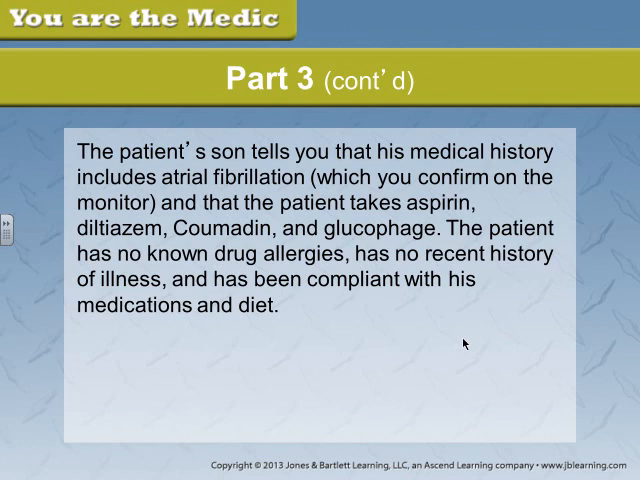And then Glucophage. What is Glucophage? You can just look at the name of it and it's got the word what in it? Glucose. Right? So I'm thinking maybe this is some type of oral anti-diabetic medication, right? Patient has no drug allergies, has no recent history of illness, and has been compliant with his medications and diet. Why do you think it's important for the hospital to know that he has been compliant with his diet?